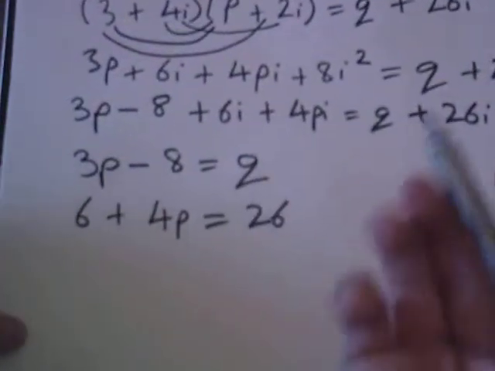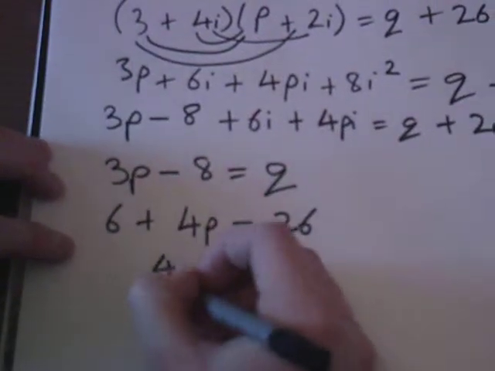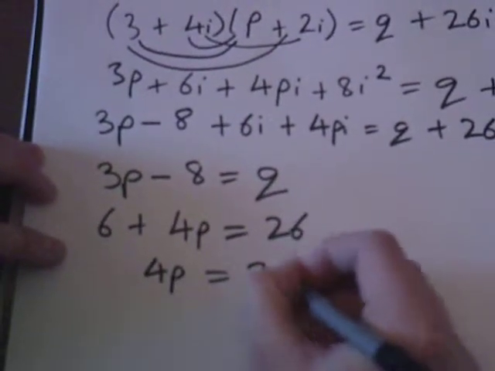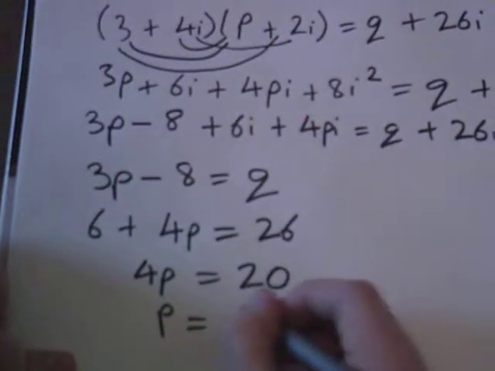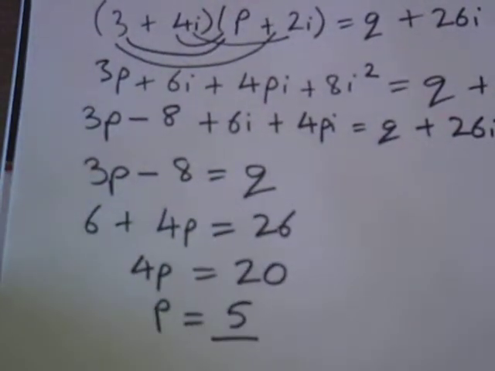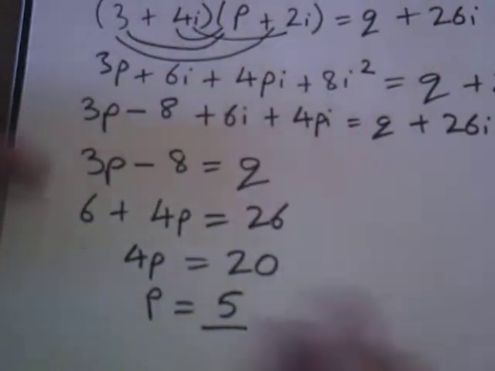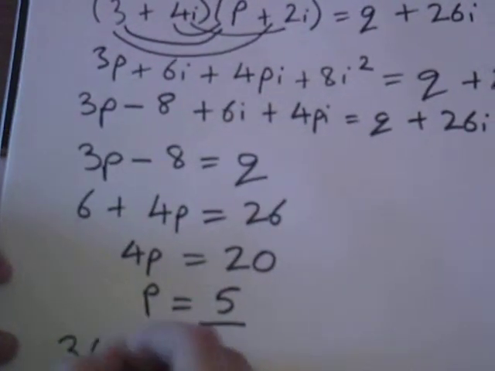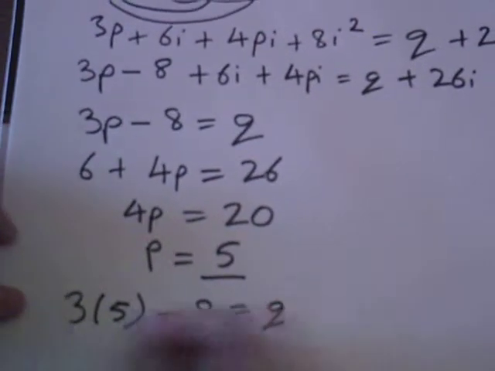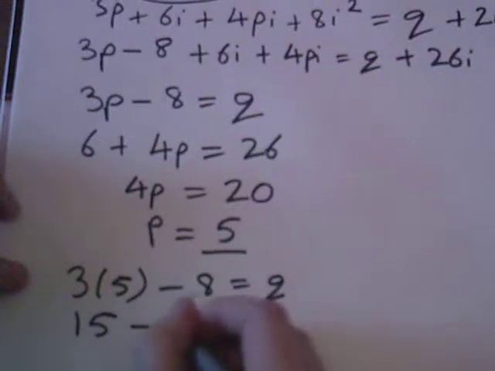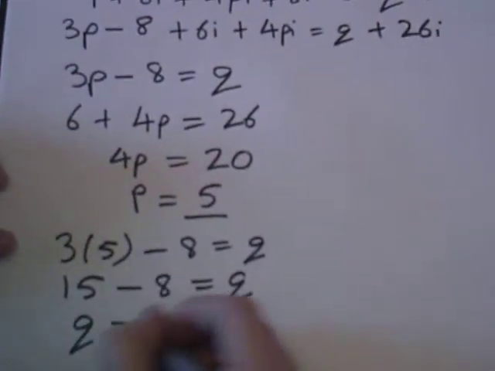So, as a normal algebraic solution, you would take away the 6, so you have 4p equals 20. Then you're going to divide the 20 by the 4, so you know that p is 5. Because p is in your real parts, you can say that 3 multiplied by 5 minus 8 is equal to q. 15 minus 8 equals q. So q is equal to 7.